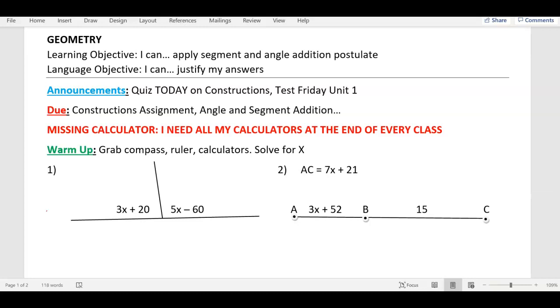Now, yesterday, at the end of the day, I had 29 calculators. What a weird number, okay? I should have 30. So if you accidentally took one home, or you took one home thinking you can just bring it back, please don't do that. Leave them here. If you have it, I need it back, just saying, okay?